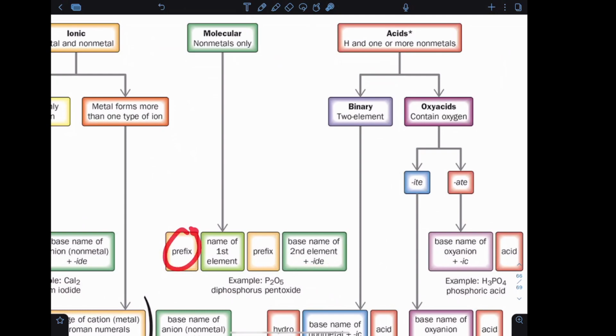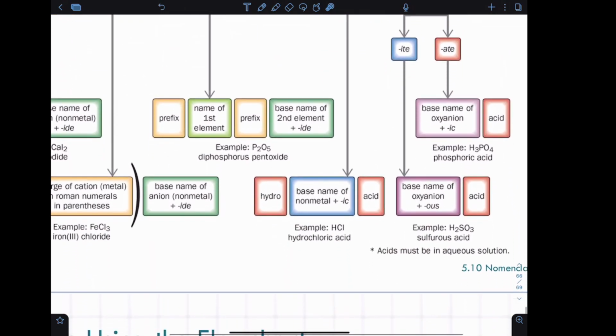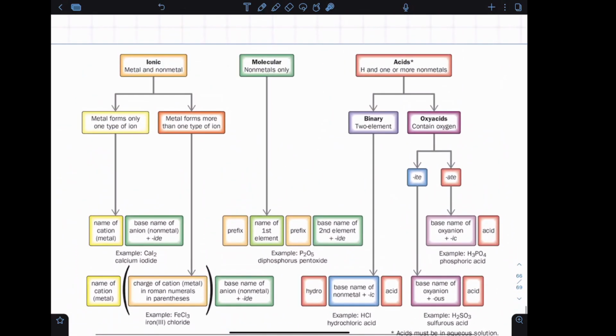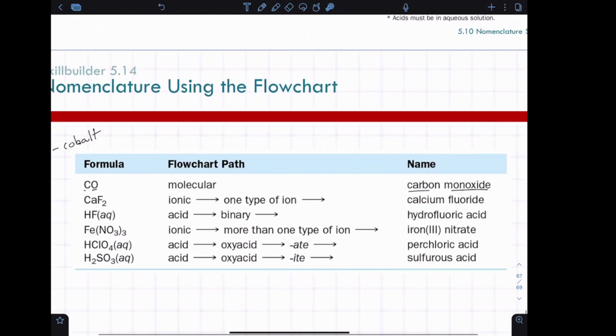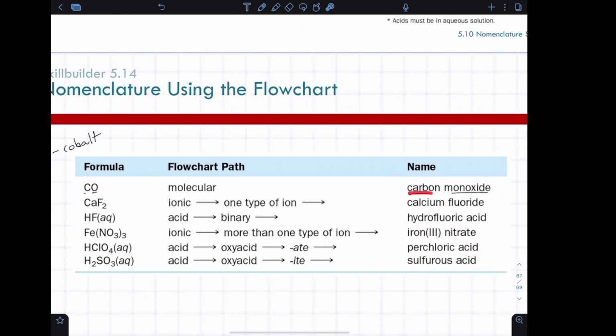The thing that's not explicitly stated here is that this prefix, if it's going to be mono, then we leave that out. If you put it in, it's not wrong. It's just by convention that mono, if there's only one of the first element, gets left out, and that's why carbon monoxide isn't monocarbon monoxide.